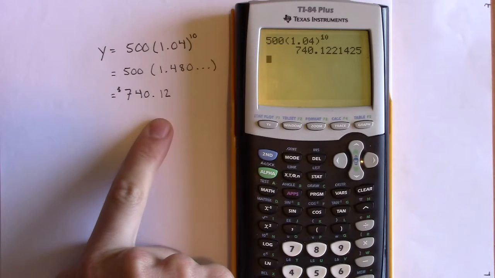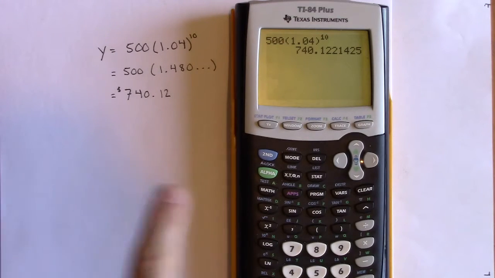$740.12, rounded to 2 decimal places because, hey, it was money. That's a really nice feature, these graphing calculators. You can type them exactly as is.